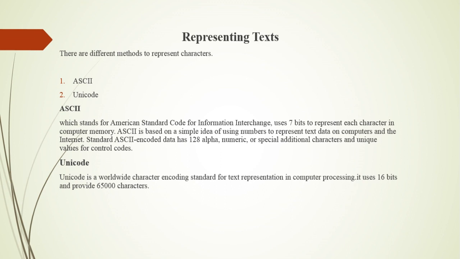Now representing text. There are different methods to represent characters, which are ASCII and Unicode. ASCII, which stands for American Standard Code for Information Interchange, uses 7 bytes to represent each character in computer memory. ASCII is based on a simple idea of using numbers to represent text data on computers and the internet. Standard ASCII encoded data has 128 alphanumeric or special additional characters and unique values for control code.